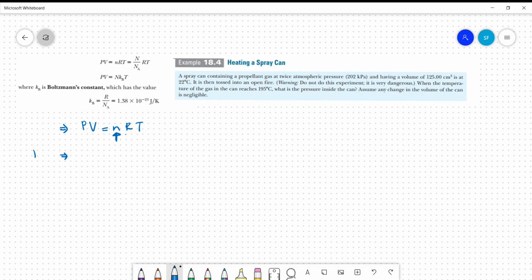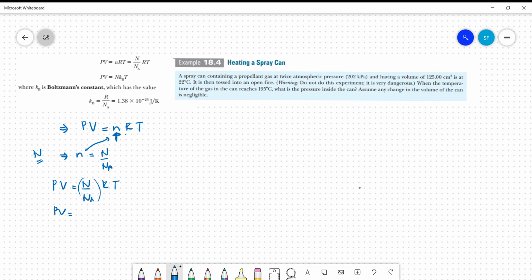N, dalam sebutan N. Okay, how? We know that the number of moles can be expressed as N over Na, where Na is the Avogadro number. So just substitute the number of moles with the number of molecules: N over Na, and then we have RT.